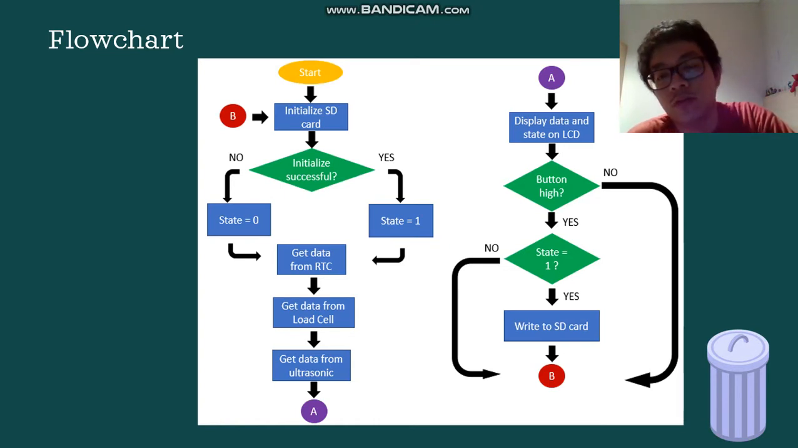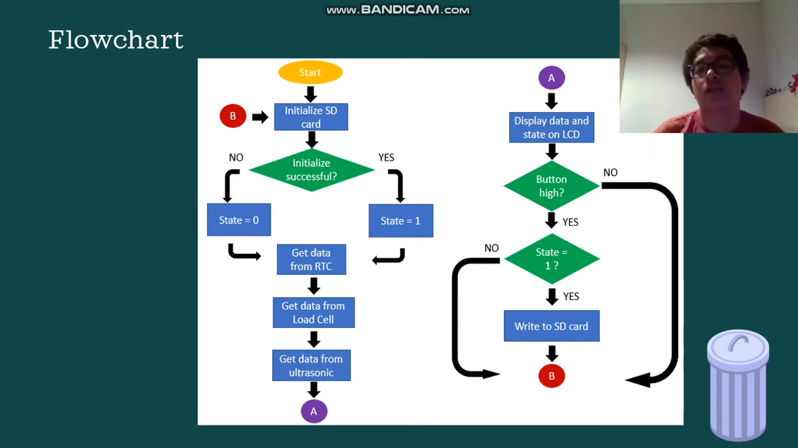If no, then we go back to initialize the SD card and go through the process again. But if yes, it needs to check whether the SD card is initialized or not. If no, then we go back to the initialize SD card process and go back to the whole process. But if yes, then we write to the SD card, and then the system loops again to do it all over again.